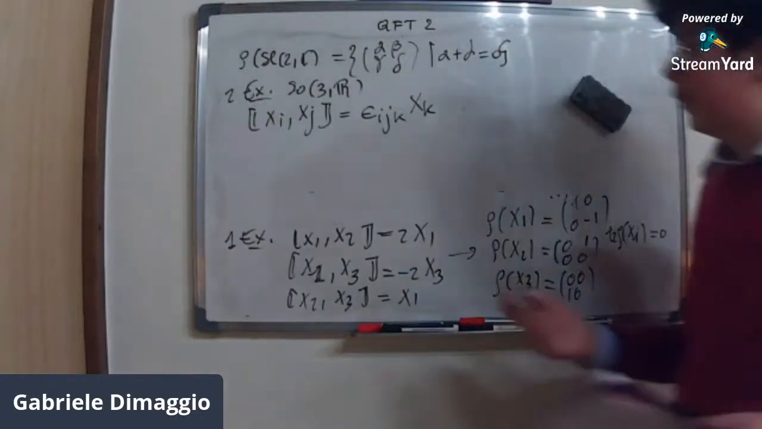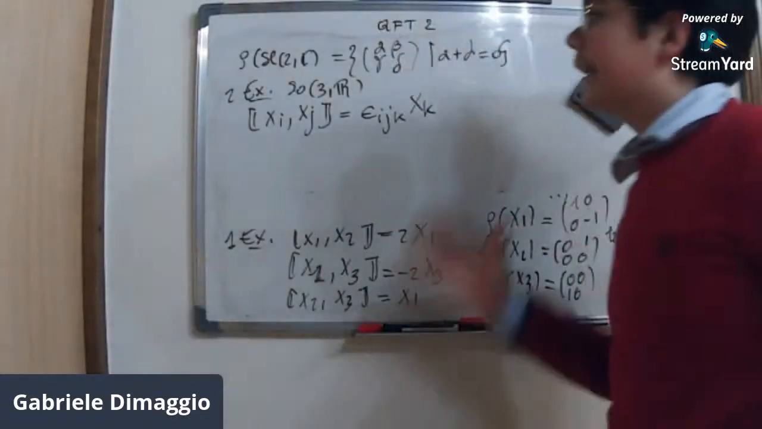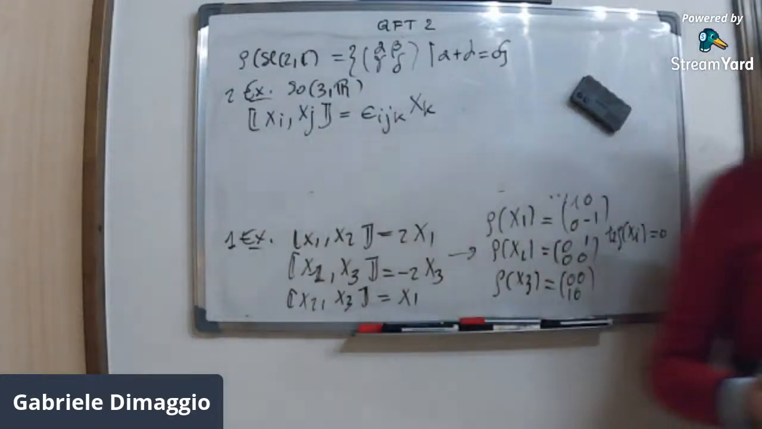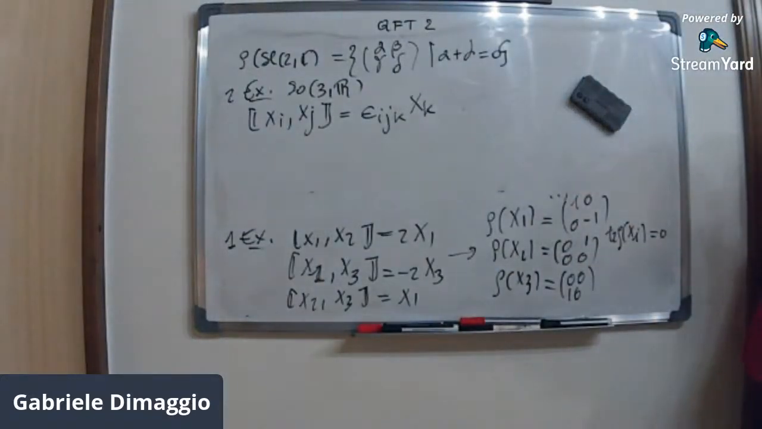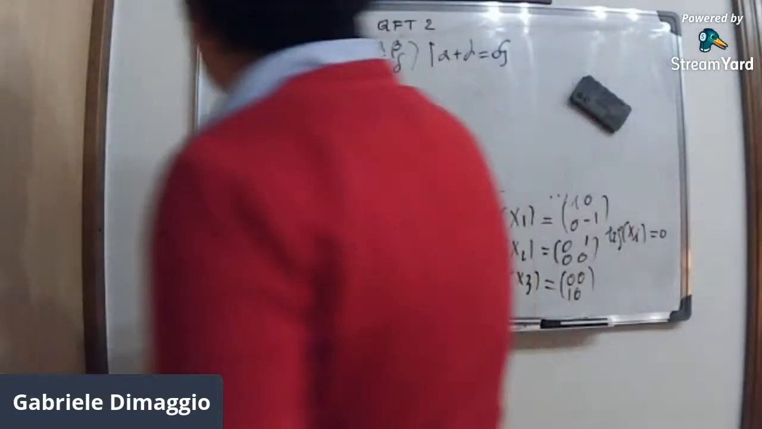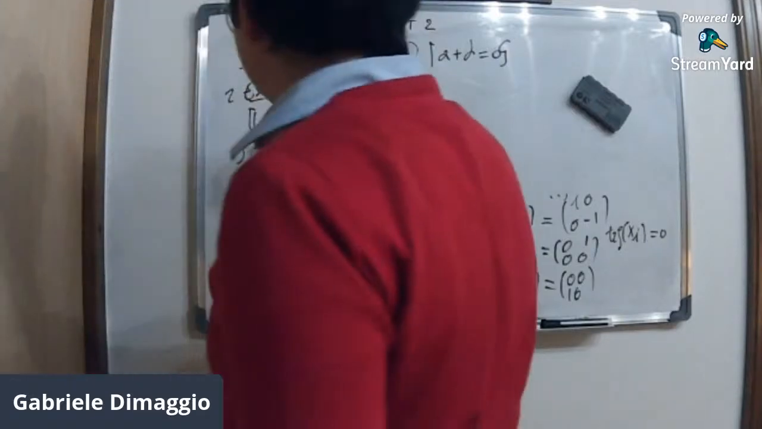Perfect. And so, for example, I can calculate the killing form. I can calculate the killing form, but I want to show you a representation of this group, rho.